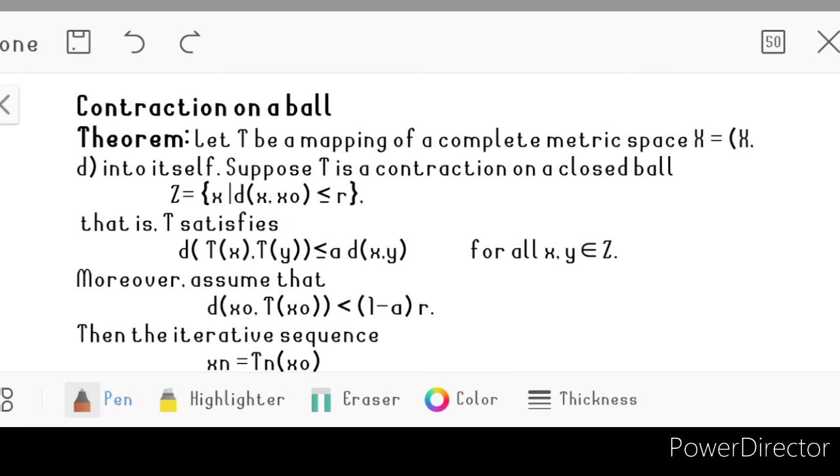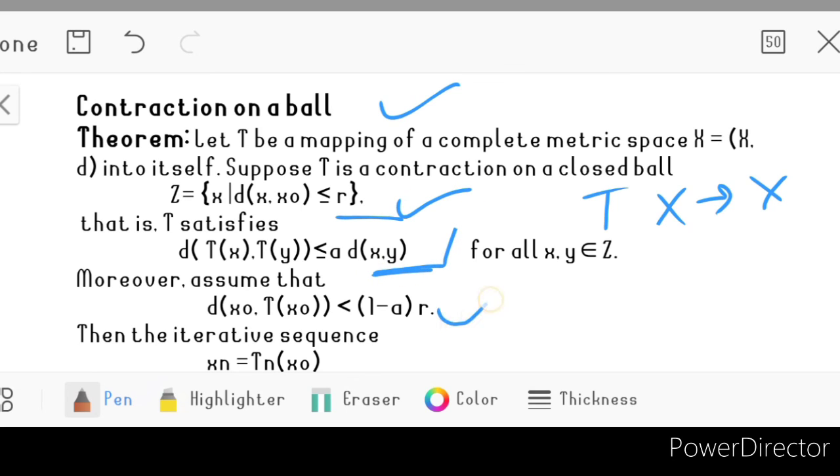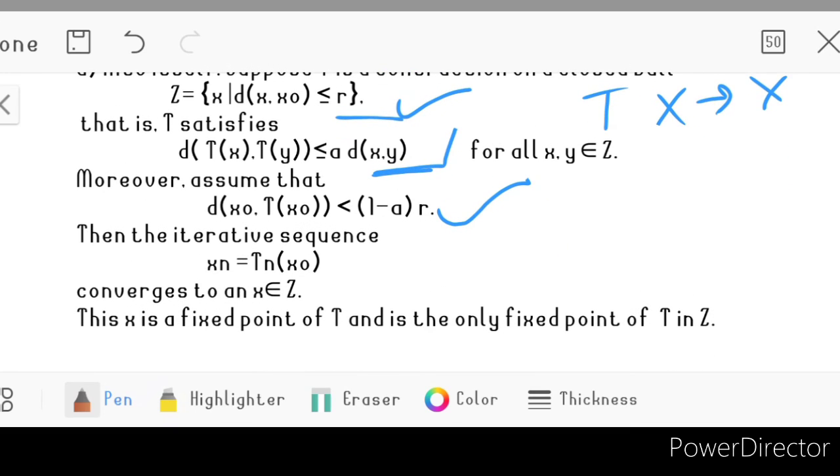Let us recall it once again. A contraction on a ball, in simple words, is this: we took the contraction mapping from X to X, we have defined the closed ball like this, this contraction satisfies this condition, and we have assumed this. Then the iterative sequence x_n equal to T^n of x naught will converge to the point x, this x belongs to the closed ball, and this x will be the only fixed point of the contraction mapping.